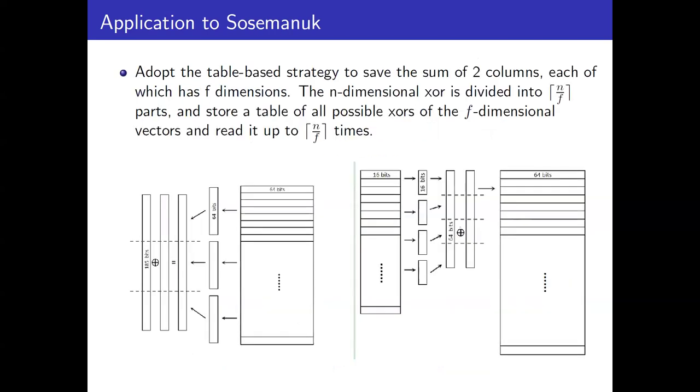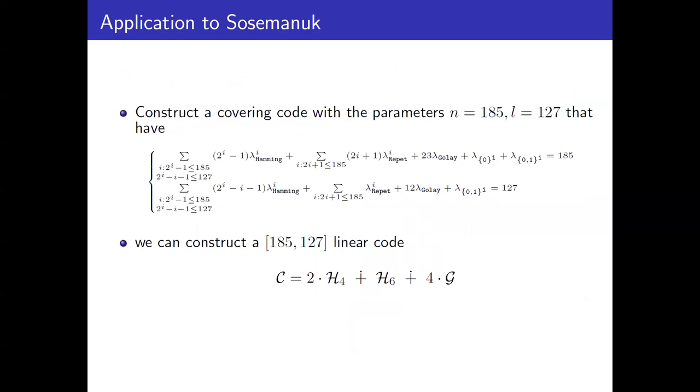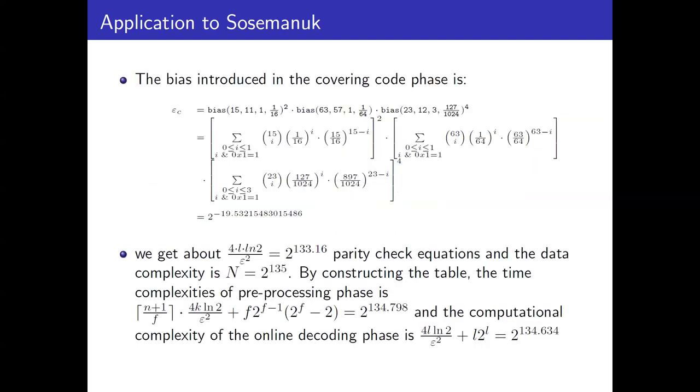We adopt a table-based strategy to save the sums of the columns to avoid the previous large table problem. We divide each n-dimensional XOR into some smaller dimensions, and only store the table of all possible XORs of the smaller dimension, and we read it several times. And we construct the linear code of this dimension. That is, it is a direct sum of two Hamming codes with parameter 4, one Hamming code with parameter 6, and the Golay code. We compute the bias as here, and finally the complexity is computed here.